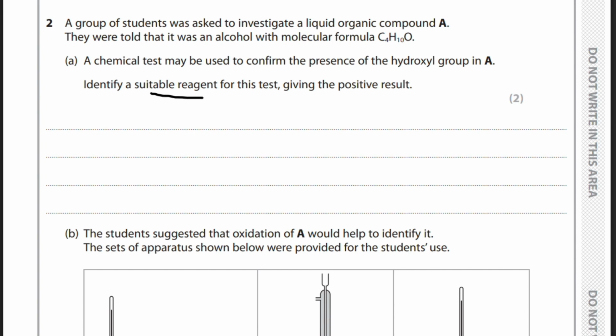So what is the suitable reagent for that? The phosphorus pentachloride. So you need to add PCl5. And what you will observe is the misty fumes of HCl. Okay.